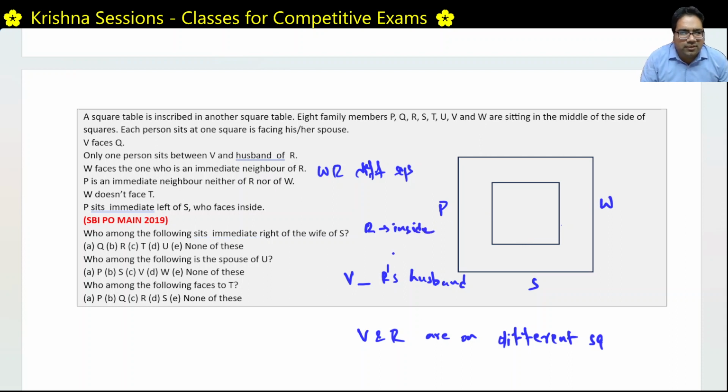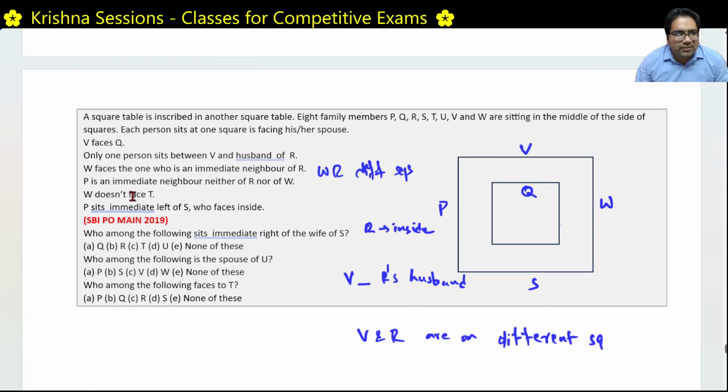And what does that mean? V and R's husband have to be on the same square. That means V and R will be on opposite squares. R is in the inside square, so V has to be outside. That means the only slot available for V is this one. If V is here, then the spouse will be Q. Q will be here. This is given already.